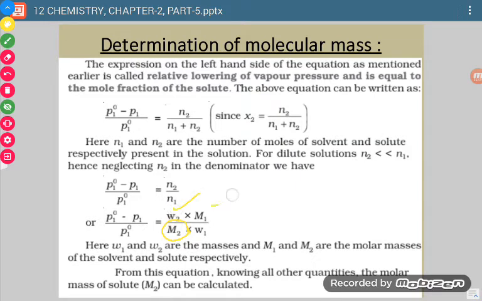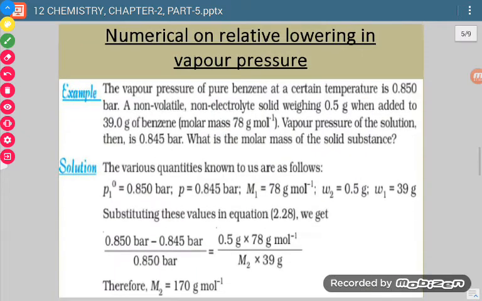w2 will be known, M1 will be known, w1 will be known. Either the relative lowering in vapor pressure will be known, or we may be given the lowering in vapor pressure. So by using this relation, we can calculate the molecular mass of solute. Now see, one question here.